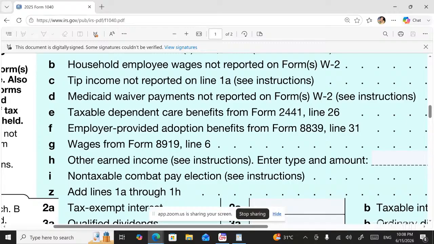Okay. Coming to para 1G, wages from form number 8919. It is a very important form, regularly asked in examinations. Wages from form number 8919. What is form number 8919? What is the logic behind it?